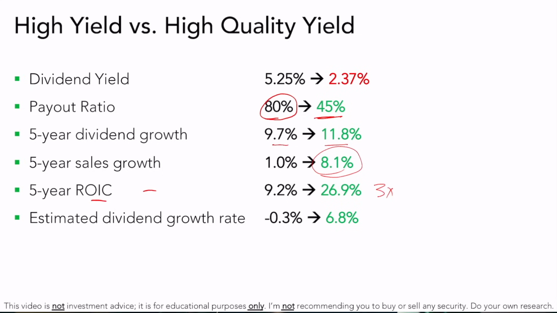And then the estimated dividend growth rate, which is simply the minimum of 5-year sales growth or minimum of 5-year return on capital multiplied by how much money the business is reinvesting, went from a negative number to now almost 7% per year. The downside is that our dividend yield did decline from 5.25 down to 2.37%. However, this is a much more sustainable situation and one that is likely to grow well into the future.